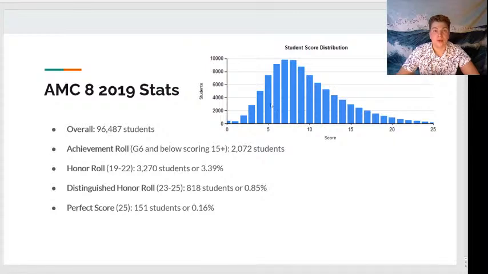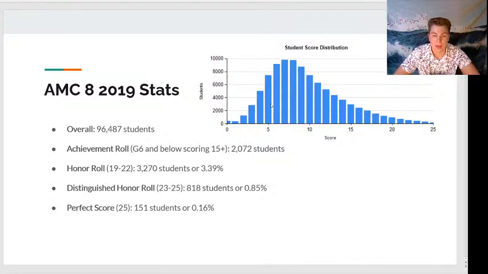As far as what your children can achieve when taking the exam, the first one would be the Achievement Roll. This is only for students in grade 6 and below, if they score a 15 or higher. This is still extremely prestigious, considering that only about 2,000 students out of the 100,000 that take the exam each year receive this Achievement Roll. It's very impressive for a student in grade 6, who might not have seen as much algebra and geometry as the 7th and 8th graders taking the exam, to score 15 out of 25 or greater.